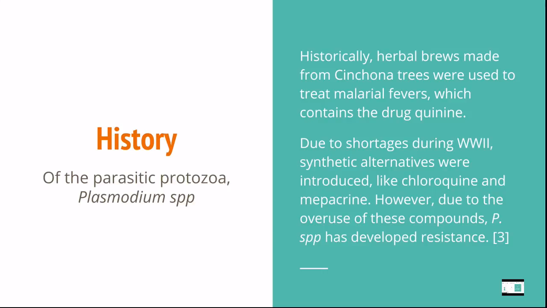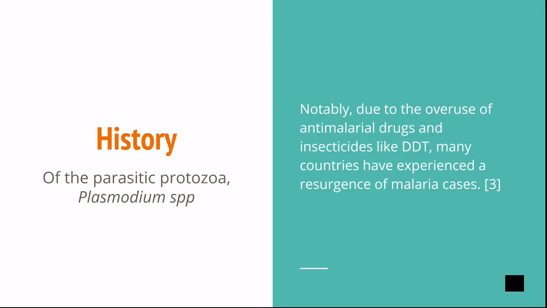So now we're going to move on to how malaria was treated historically. Historically, herbal brews made from cinchona trees were used to treat malarial fevers, which contain the drug quinine. Due to shortages during World War II, synthetic alternatives were introduced like chloroquine and mepacrine. However, due to the overuse of these compounds, Plasmodium species have developed resistance. Notably, due to the overuse of anti-malarial drugs and insecticides like DDT, many countries have experienced a resurgence of malaria.